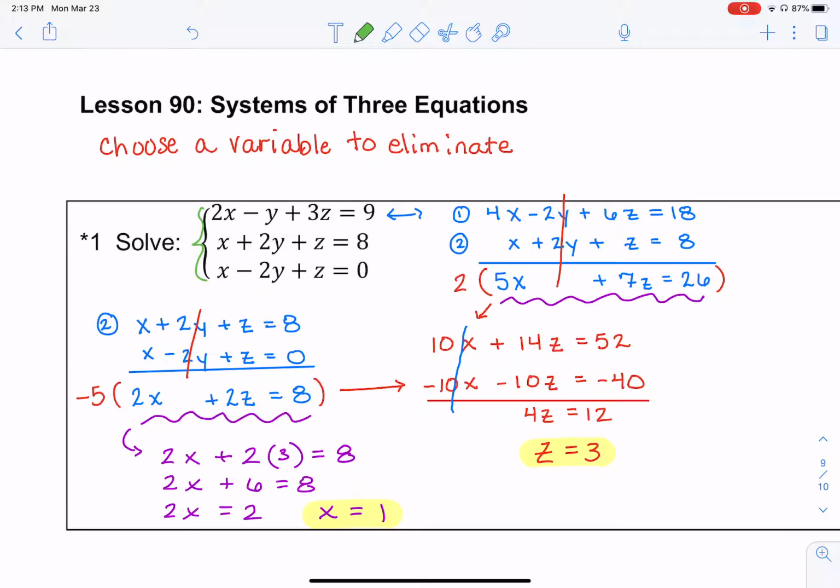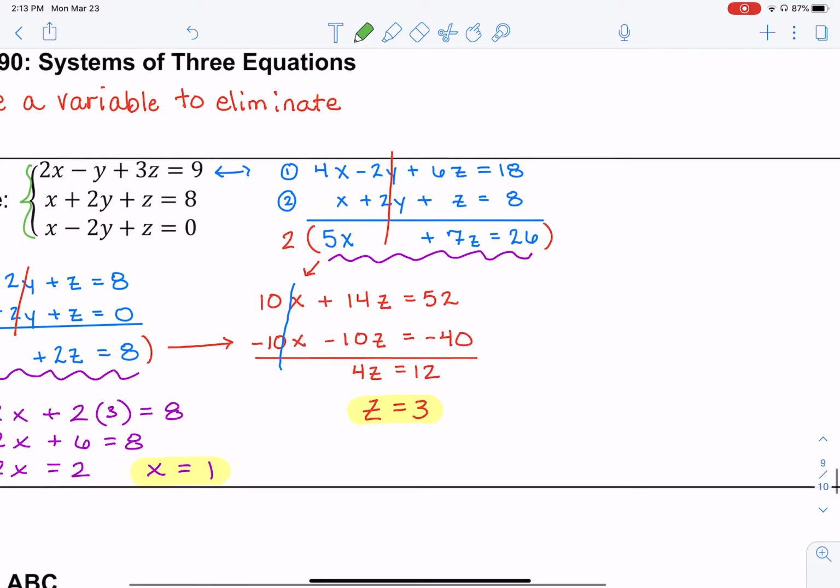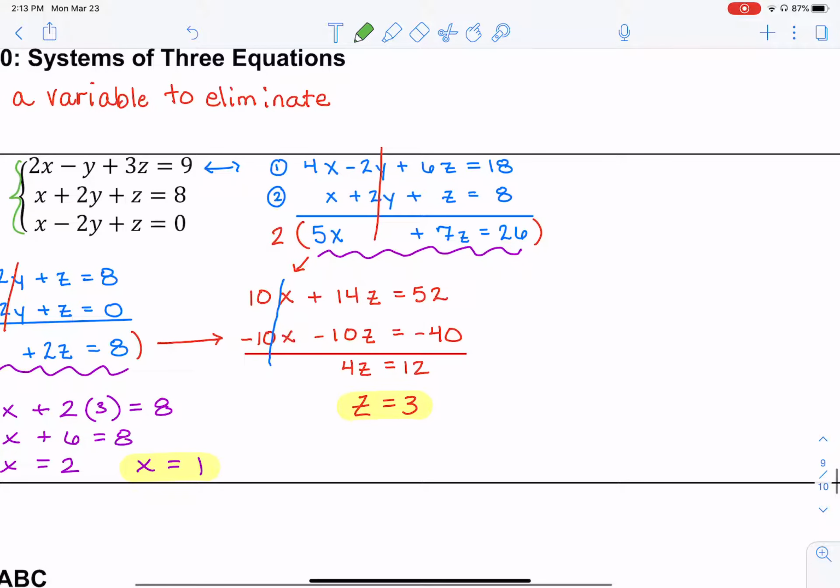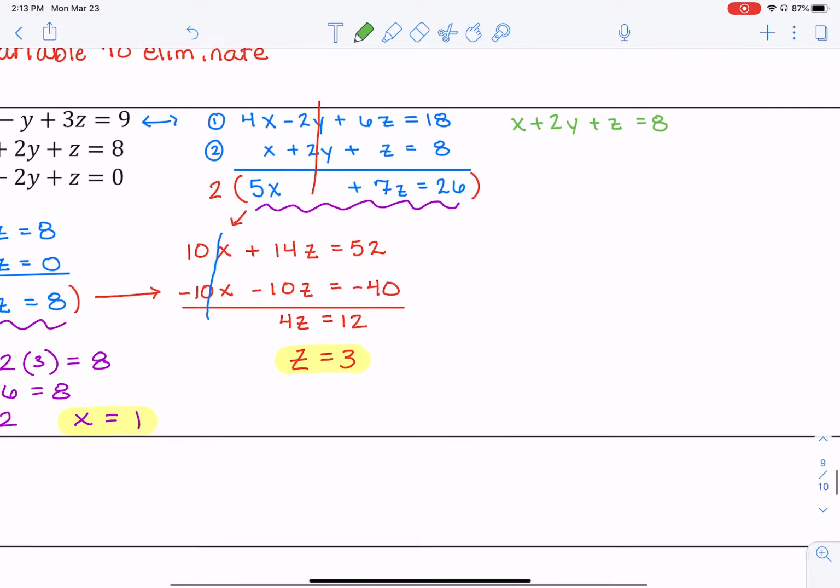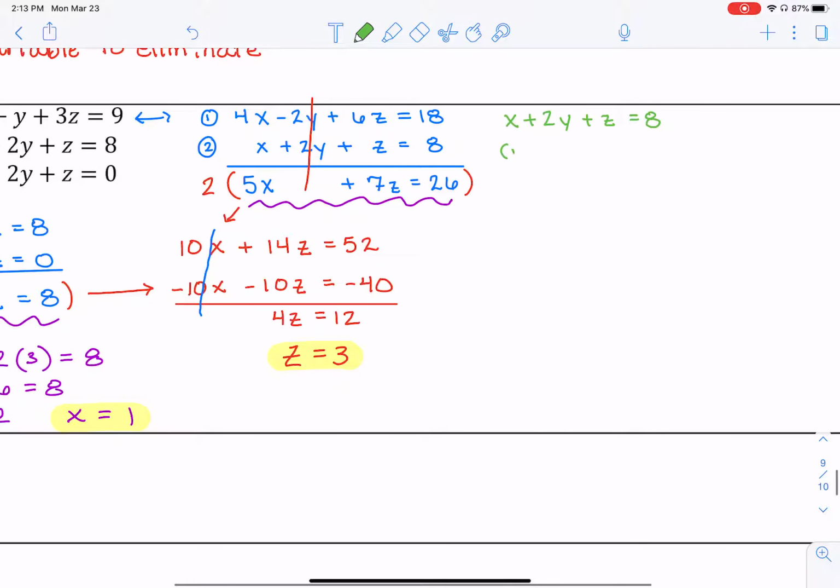I'm going to rewrite the second equation, just rewriting it as I see it over here. And then I'm going to plug in my new values. So x is now 1. Y, we don't know, we're solving. Z is 3. Use some algebra skills to combine like terms.